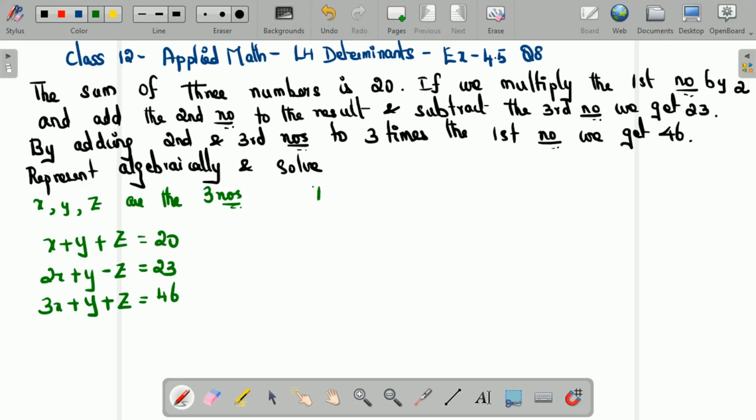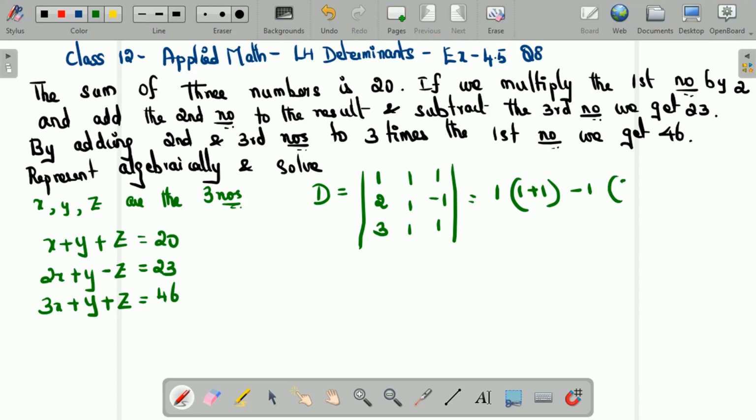So the first step is to calculate D. So let's write the determinant. So this is going to be 1, 2, 3, 1, 1, 1, 1, minus 1, 1. So this is the value of the first determinant. Let's evaluate this. 1 into 1 minus of minus 1 is plus 1, minus 1 into 2 minus of minus 3 is plus 3, plus 1 into 2 minus 3.